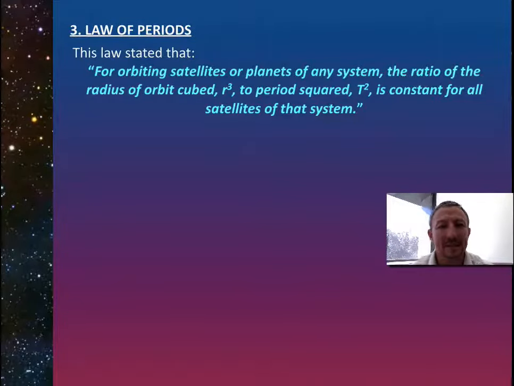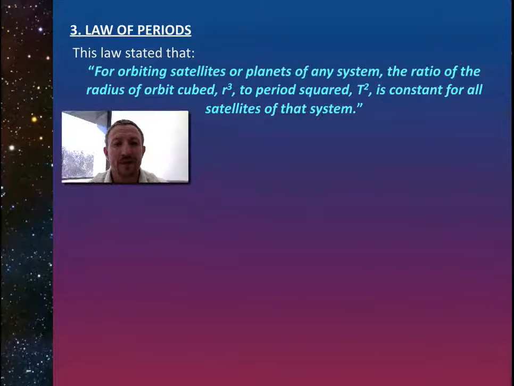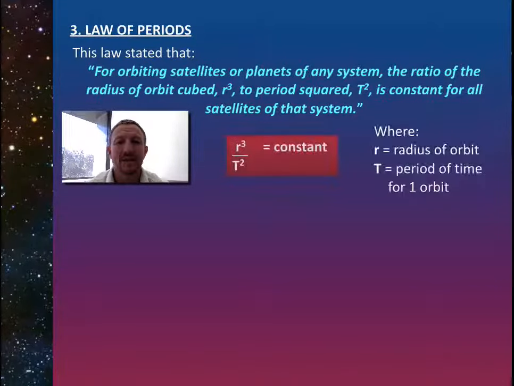Now, his third law is more of a mathematical law, which states that for orbiting satellites or planets of any system, the ratio of the radius of orbit cubed, r cubed, to period squared is constant for all satellites of all systems. So basically we've got this formula that r cubed divided by t squared is going to equal a constant. It's going to be the same for every single planet. Okay, so we would be able to take their radius and their time period, and they would come up with roughly the same values.